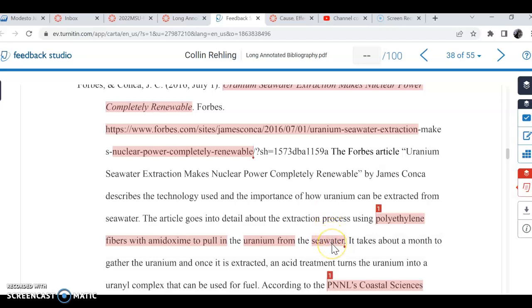You need to restructure the sentence and find synonyms to fix the problem. So start with the word seawater. Seawater is contaminated, something like that. Start with the word seawater, find your synonyms, the plagiarism problem will go away.